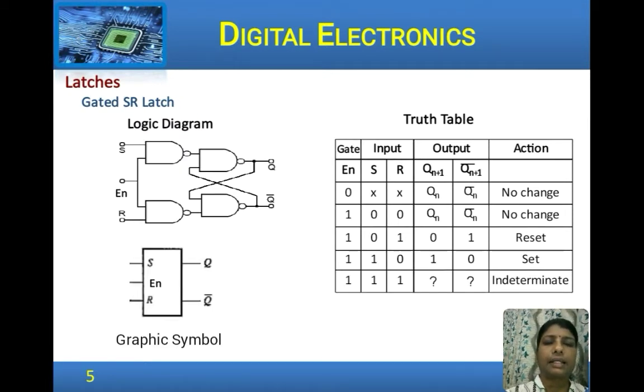A gated SR latch, that is, an enable line is given, and when this enable line is high, then the output changes. So the truth table: when the enable line is 0, irrespective of the value of S and R, whatever was the output value of the previous state, that itself is the next state also. There is no change. And for a value of gate equal to 1, as from the previous truth table that we have seen, for 0 0, the state remains the same, no change. 0 1 is a reset, and 1 0, that is S is 1, is a set, and 1 1 is an indeterminate state.